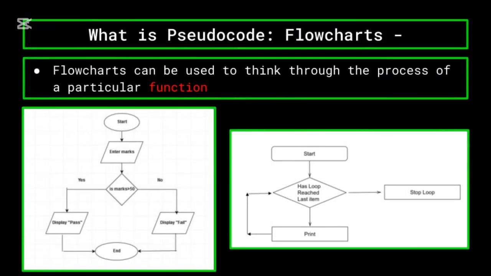The first of these is known as flowcharts, and mainly they can be used to think through the process of a particular function. A flowchart is fundamentally a graphical representation of a function and how it might flow.